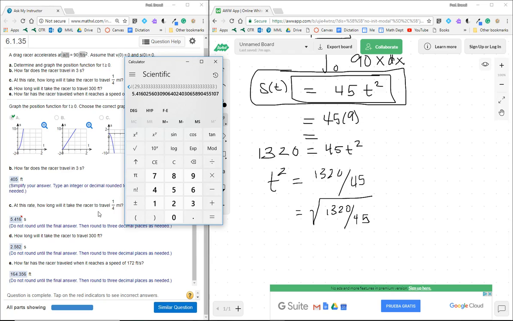Well, we just answered almost that exact same question. In this problem, it would change from a quarter mile to 300 feet. So we would just do 300 divided by 45 equals, and then square root function again. And you can see we get 2.582.